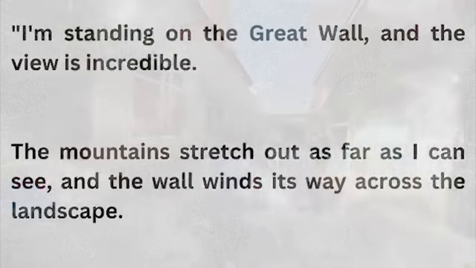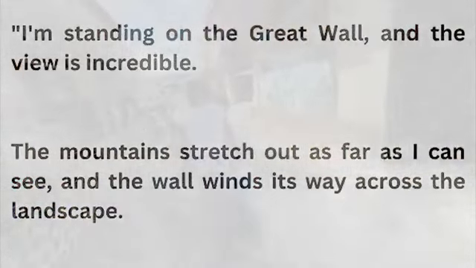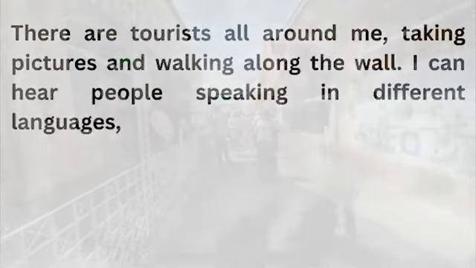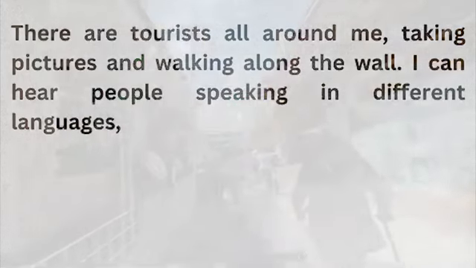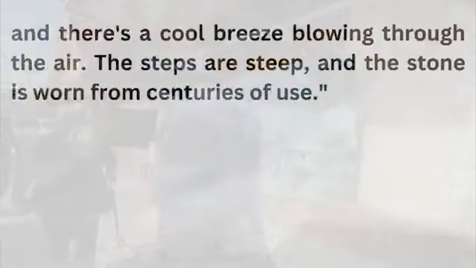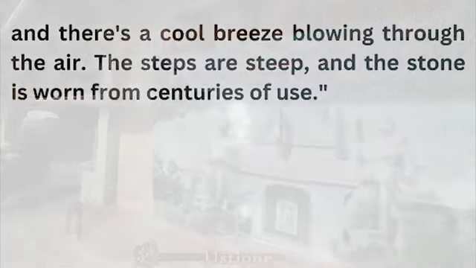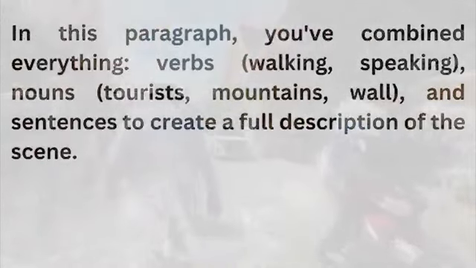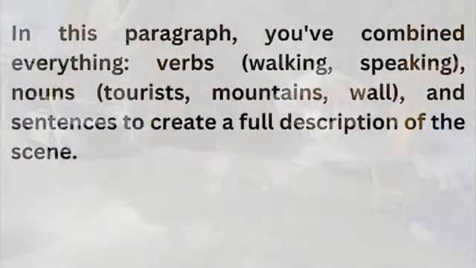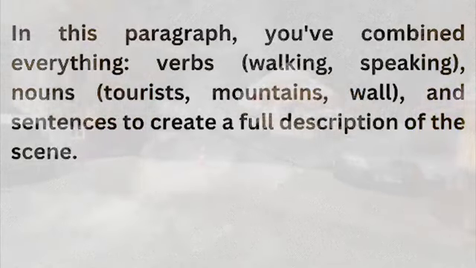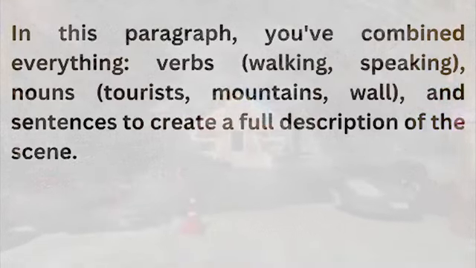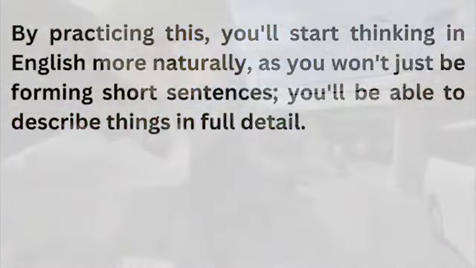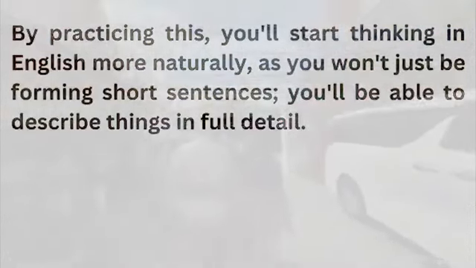I'm standing on the Great Wall, and the view is incredible. The mountains stretch out as far as I can see, and the wall winds its way across the landscape. There are tourists all around me, taking pictures and walking along the wall. I can hear people speaking in different languages, and there's a cool breeze blowing through the air. The steps are steep, and the stone is worn from centuries of use. In this paragraph, you've combined everything: verbs, walking, speaking, nouns, tourists, mountains, wall, and sentences to create a full description of the scene. By practicing this, you'll start thinking in English more naturally, as you won't just be forming short sentences. You'll be able to describe things in full detail.